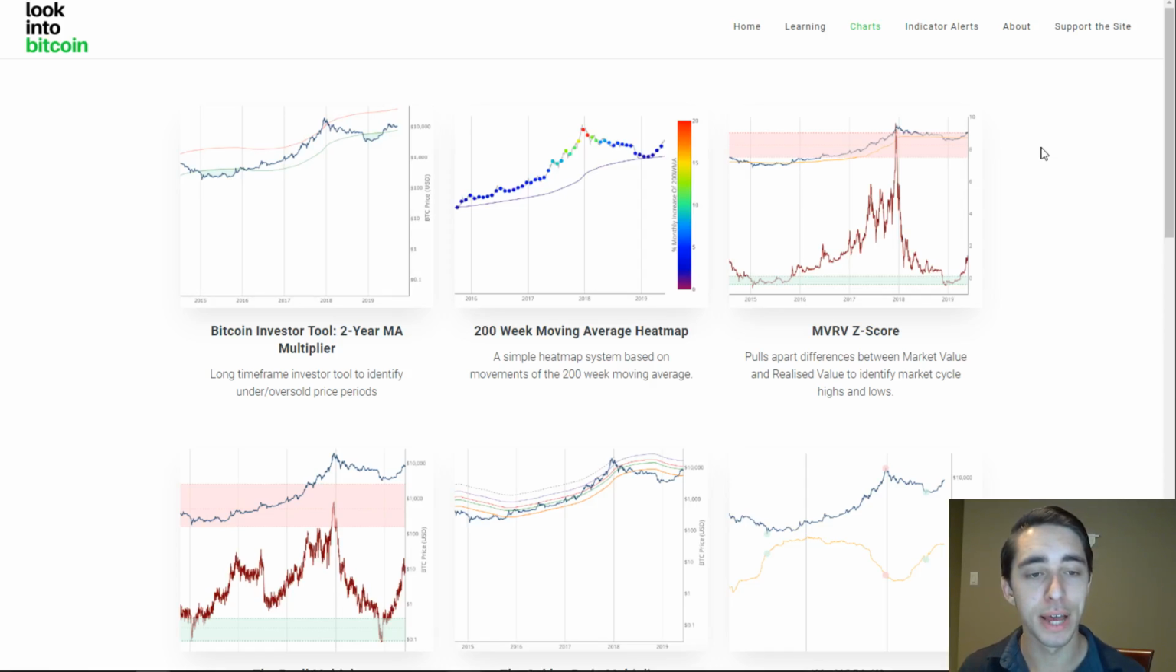Lots of exciting pieces, but let's go ahead and dive into this topic of Bitcoin's price and taking a look at some of the data science models we have.